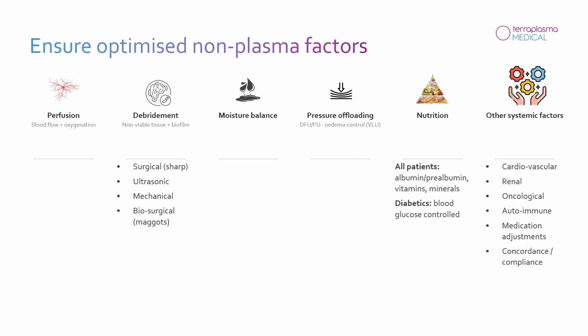Third, the moisture balance. Fourth, pressure offloading, for example in DFU or pressure ulcer, and the edema control in venous leg ulcer. Fifth, the nutrition. For all patients, check the albumin, pre-albumin, vitamins and minerals. For diabetic patients, control the blood glucose. Sixth, other systemic factors: cardiovascular, renal or oncological, and also autoimmune conditions. Also consider medication adjustment or compliance.